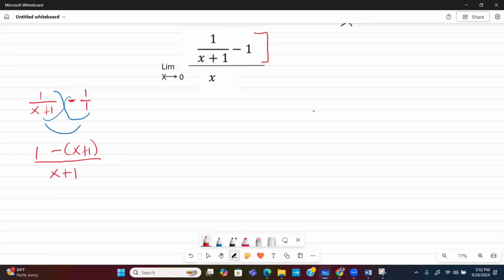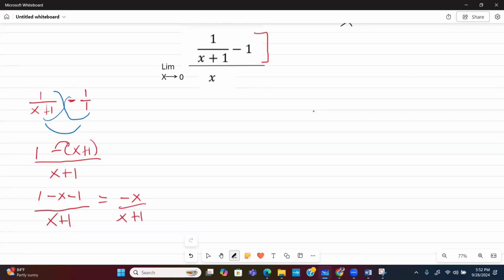If I simplify my numerator still, I'll have 1. Then if I distribute this negative inside, I'm going to have negative x and negative 1, all over x + 1. If I keep simplifying on top, what I'm going to have is 1 minus 1. So I'm just going to be left with negative x, because this positive and negative 1 will actually become 0, and this is on top of x + 1. So this on top here is actually this. So let us rewrite this.